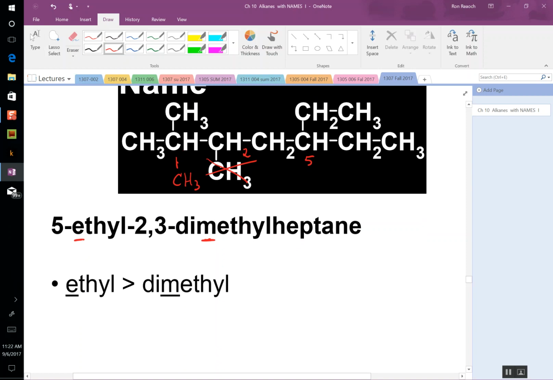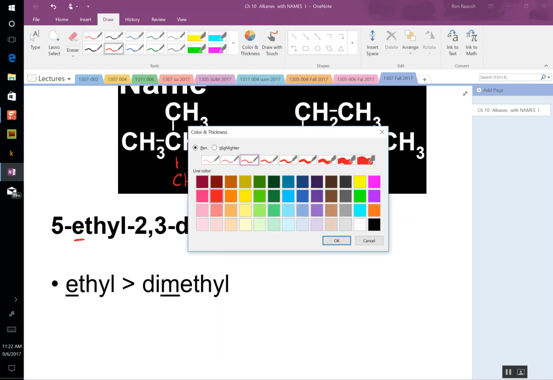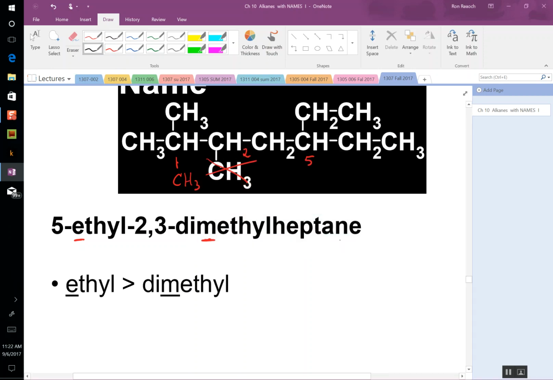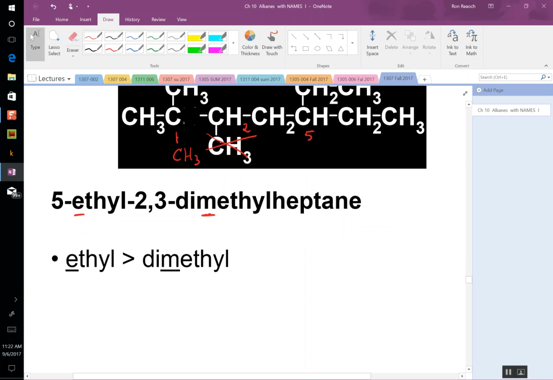Okay, now what we have, we still have 2 methyl groups, but they're both on the same carbon. Well, we would have to get rid of that hydrogen right there. Oh, I know what we do there. We come up here and we look at our colors. We get rid of that hydrogen. Okay? So now we got 2 methyls on what? The second carbon. So this is going to be 5-ethyl, now I'm going to put 2,2-dimethyl.